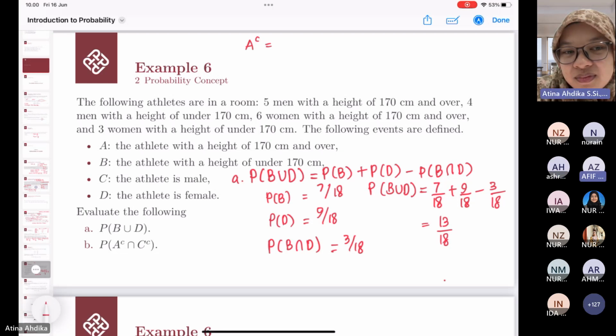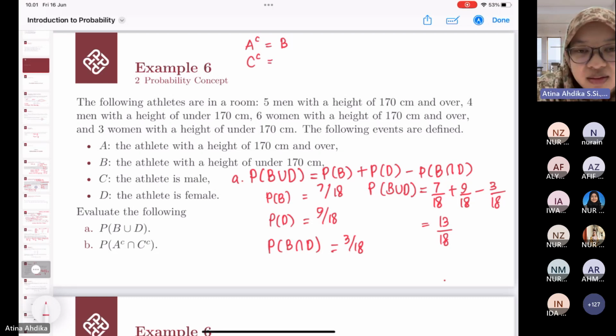Not for men and women, right? Because it said it's not 170 cm and above. So the complement of A is all of the athletes with a height under 170 centimeters. So the complement of C is equal to D, right? Yes. And then what is the complement of C?